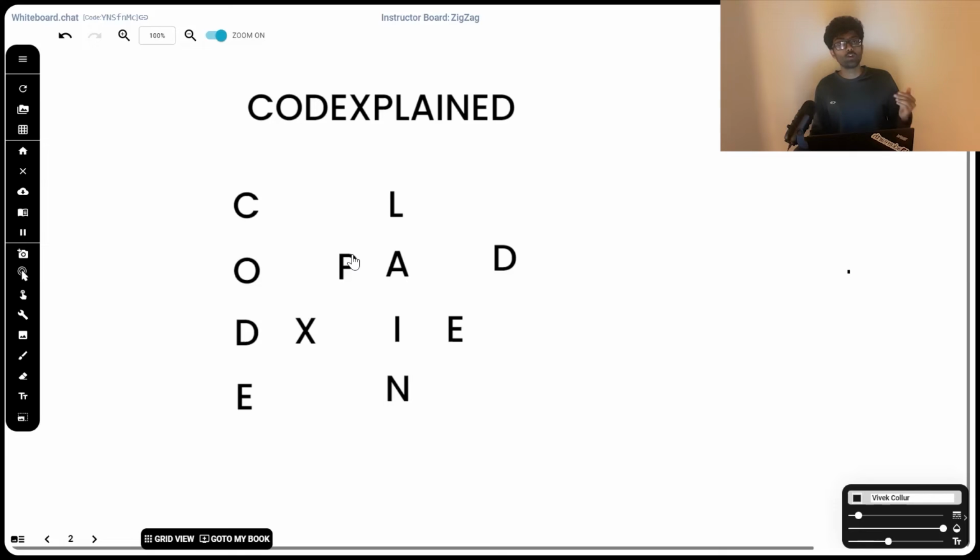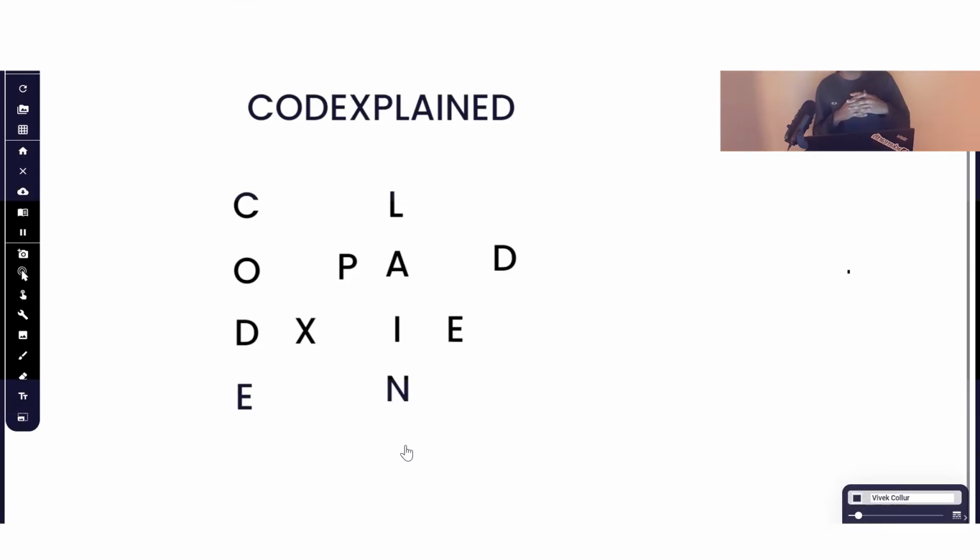P modulo 3 gives us 2. 3 minus 2 is 1. So we append p to row 1. It's now OP. And once we finish everything, we'll get 4 rows. The first row will have CL, the second row OPAD, the third DXIE, and finally EN. Now all that's left is to iterate through the array that contains these words and merge them together.